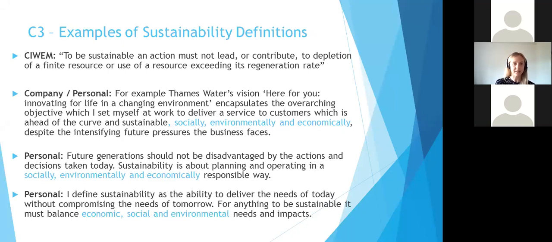So hopefully that gives you a nice idea of the types of definitions of sustainability that you might look to include.